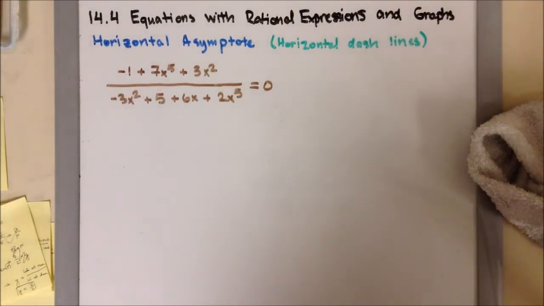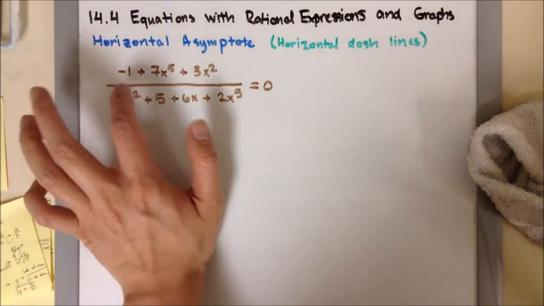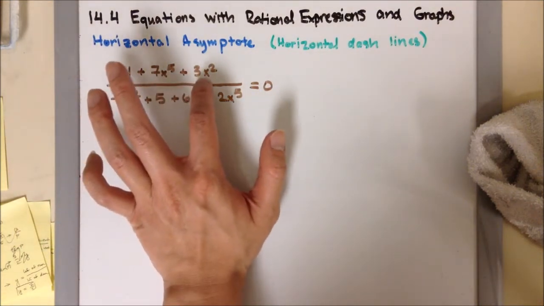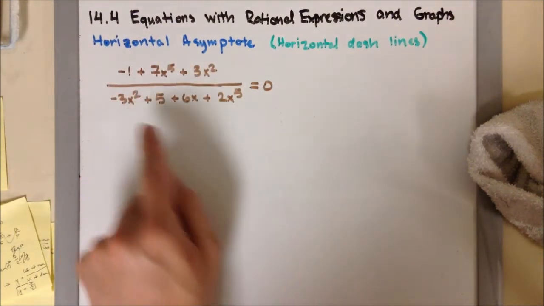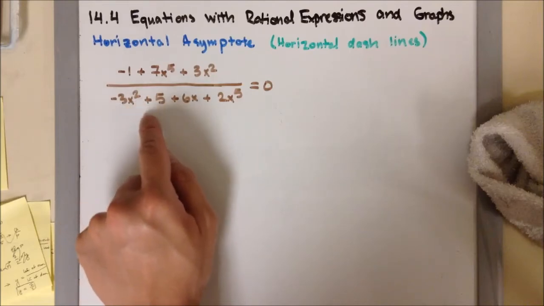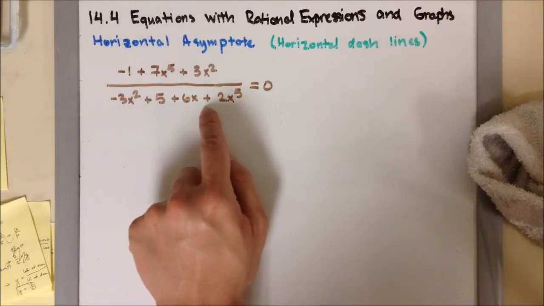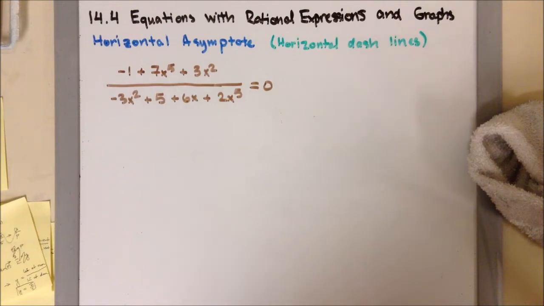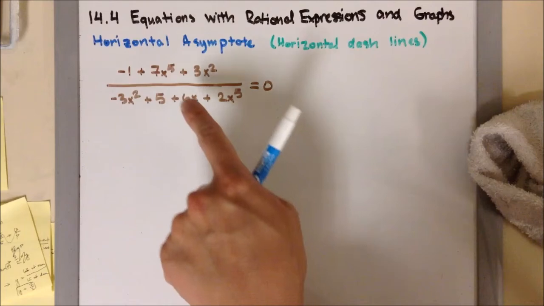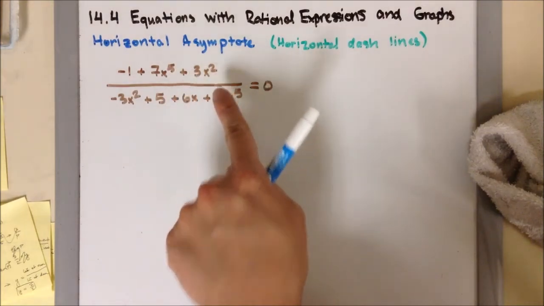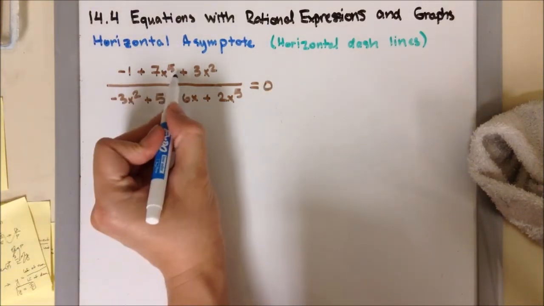In this example, in my numerator, I have negative 1 plus 7x to the 5th plus 3x squared. In my denominator, I have negative 3x squared plus 5 plus 6x plus 2x to the 5th power. And again, each expression is not in standard form, but they don't have to be if you're just looking for the highest exponent. So the highest exponent in my numerator is between x to the fifth and x squared. So to the fifth power, that's the highest.